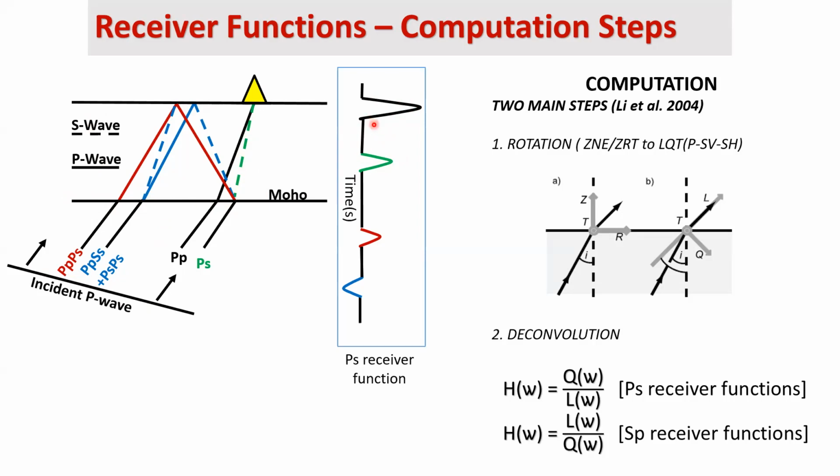So there are basically two main steps for the computation of the receiver function. One is the rotation, and another one is the deconvolution. And before you even perform both of these steps, there is another pre-processing step where you would like to remove the instrument response from the seismic waveforms in order to compute the receiver functions. For the removal of the instrument response, there are several utilities available.